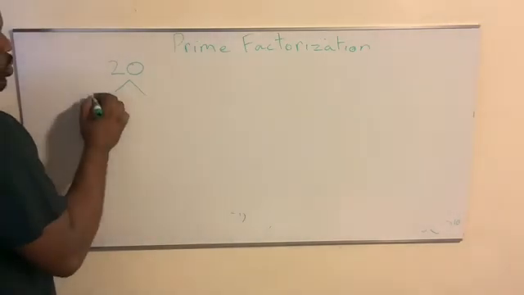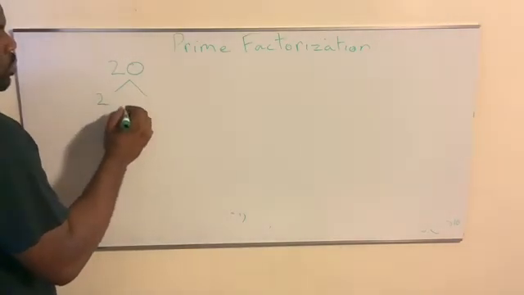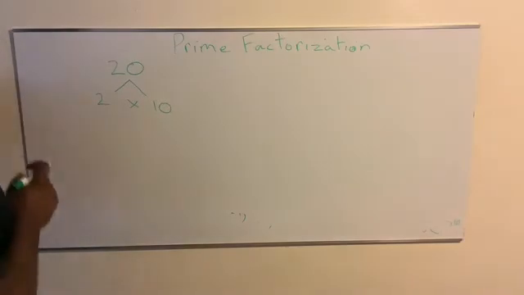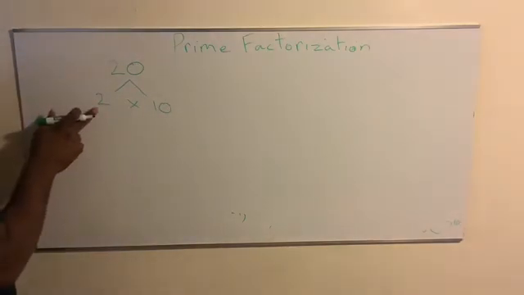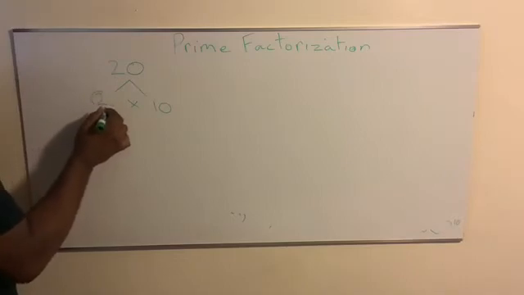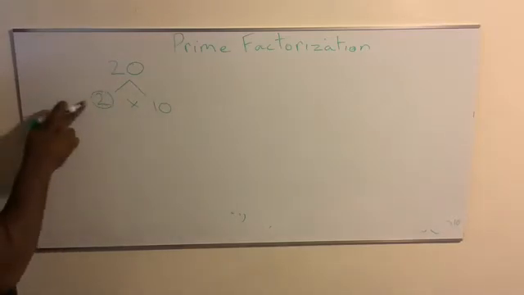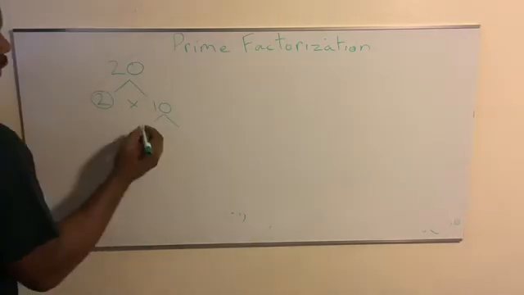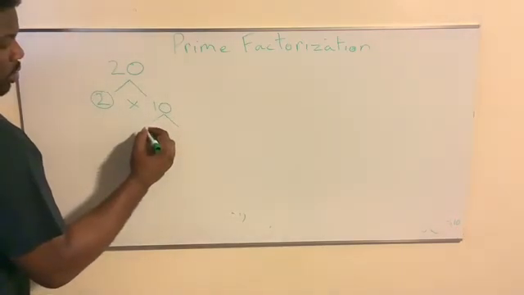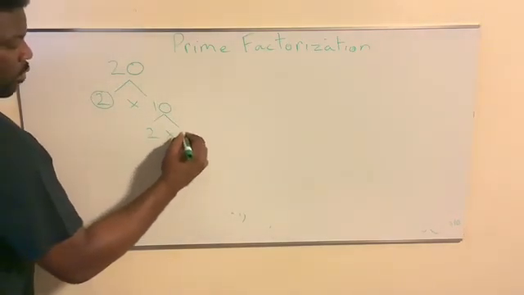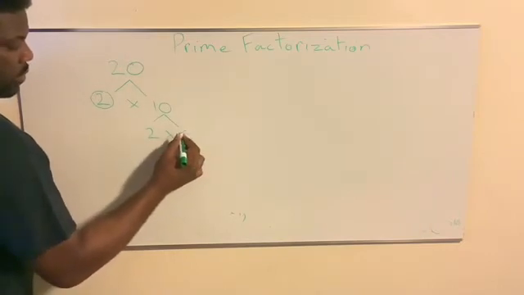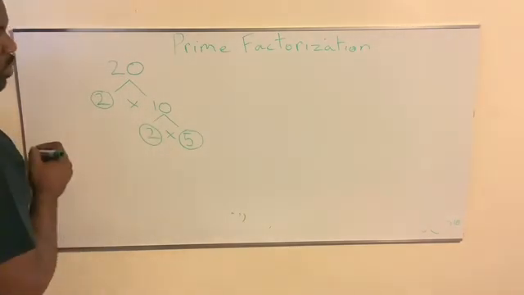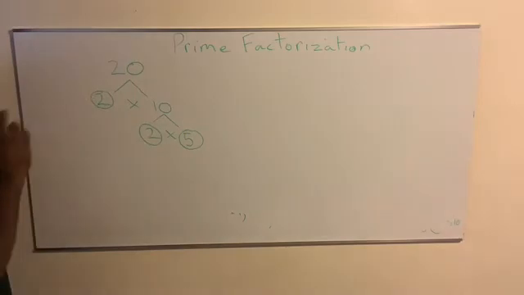So I can choose 2 times 10. Now 2 is prime, so I cannot break it down any further, so I circle it. That's my first prime factor. 10 is composite, so that means I can break it down further. So 2 times 5 is equal to 10. So 5 is prime. 2 is also prime. So this is what I call my factor tree.